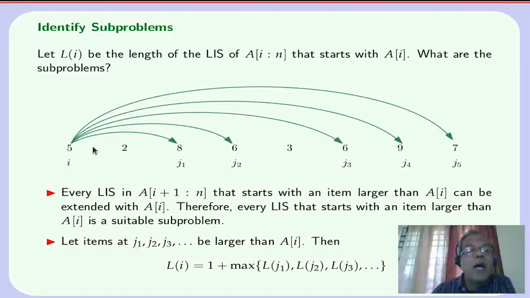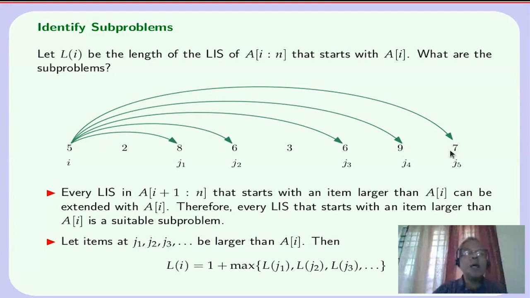Using this idea, I will say 5 cannot be followed by 2, but 5 can be followed by 8. 5 can be followed by 6. 5 cannot be followed by 3. 5 can be followed by 6. 5 can be followed by 9. 5 can be followed by 7.